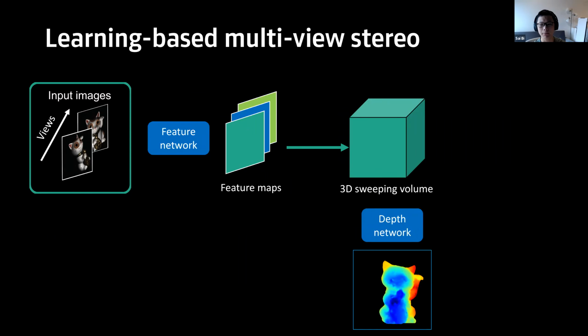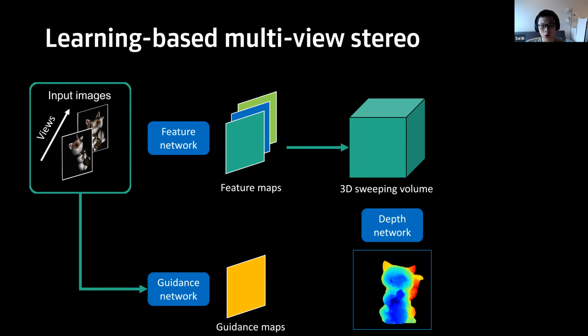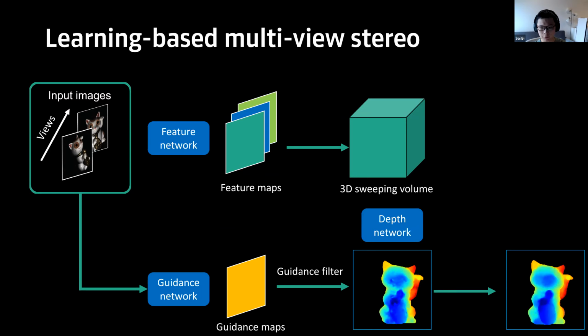While the network is able to predict reasonable depths, it suffers from inaccuracies in regions that are textureless and highly specular. To further improve the result, we use the guidance network to predict the guidance map from the reference image. Finally, we filter the initial depth with the guidance map with the guided filter and get the final depth. Now we have the depth at each of the input views.